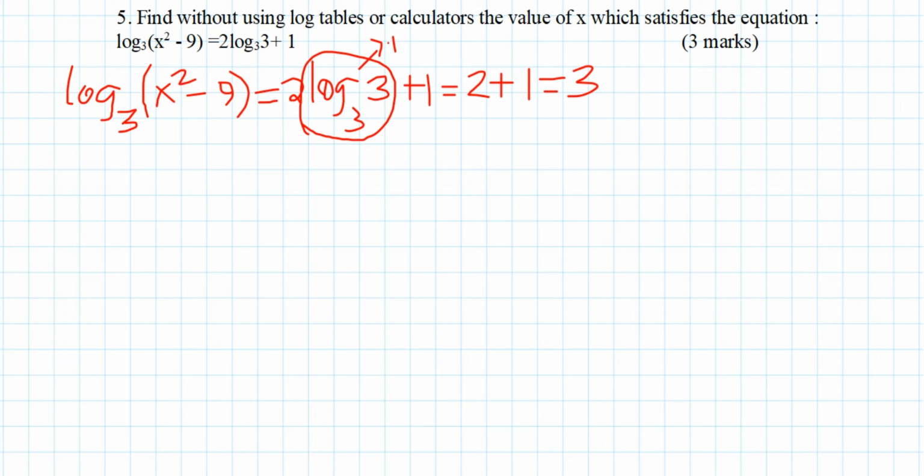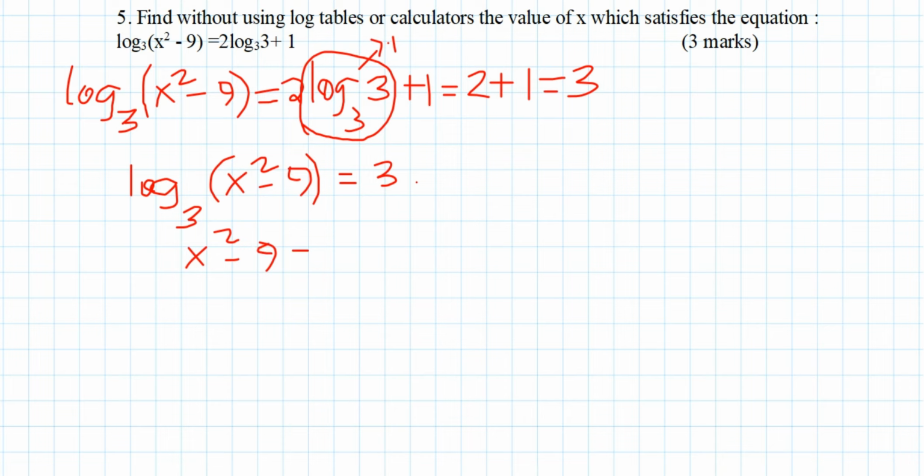So this means our equation is now log to base 3 of (x squared minus 9) equals 3. And now from there, since we only have one log, we can change from logarithmic form into index form. When we change into index form, we are going to have x squared minus 9 being equivalent to 27, which is our base 3 raised to our index, which is also 3. And so in this case, we are going to have x squared being equivalent to 36.